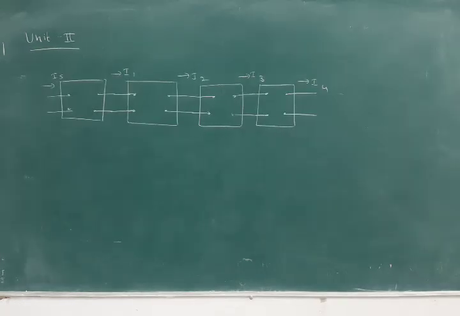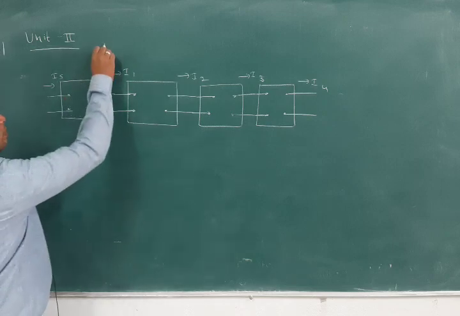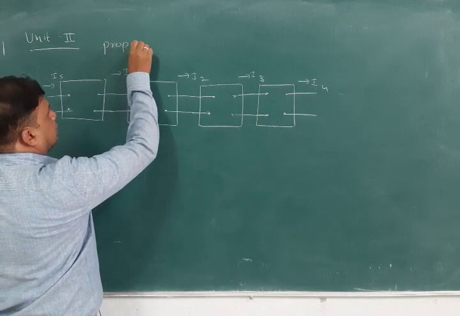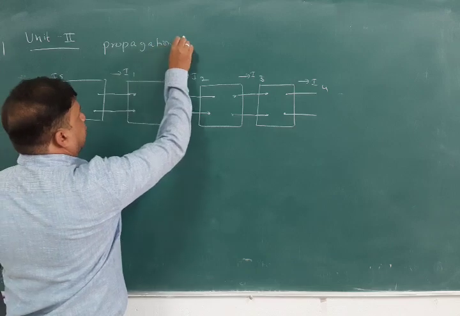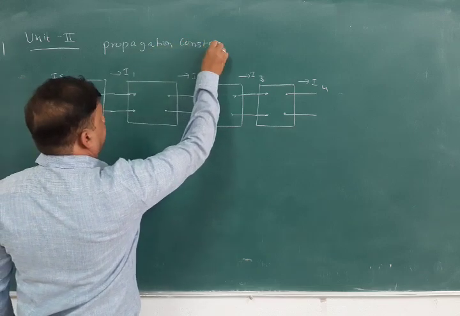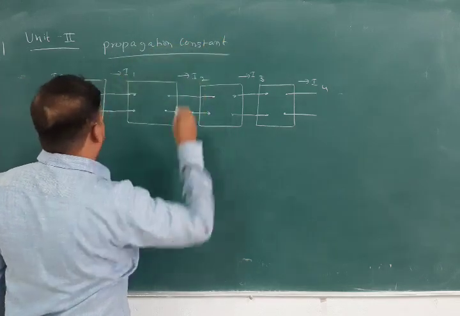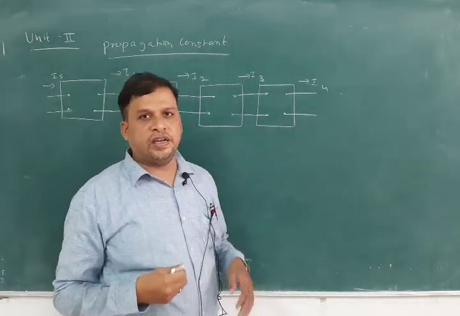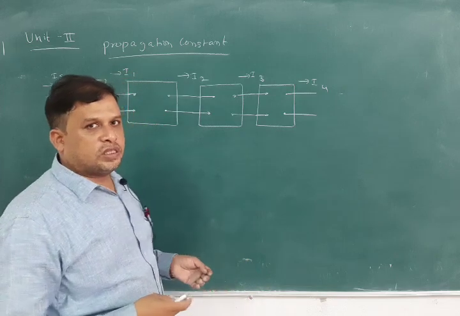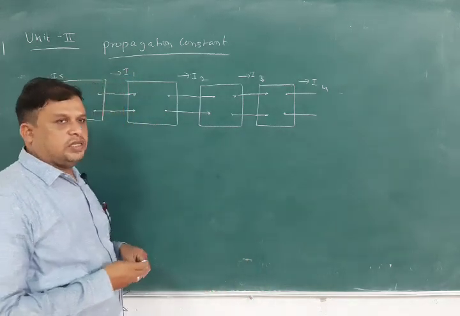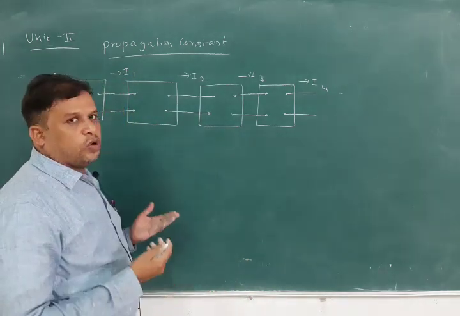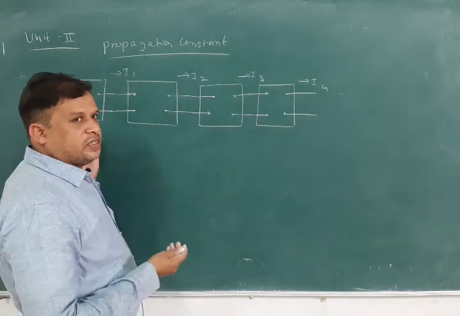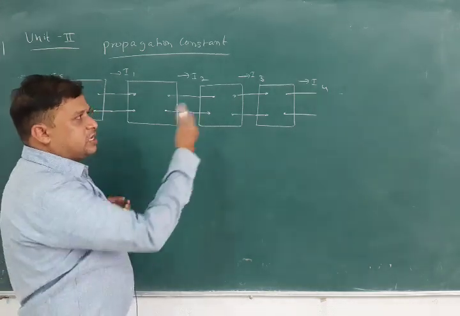For the discussion about the propagation constant, we are supposed to draw a cascade network like this. As we are talking about transmission lines, which will have the sending end and the receiving end, in this network the transmission lines are considered to be a two-port network only, where one side is considered the sending end and the other side is called the receiving end.